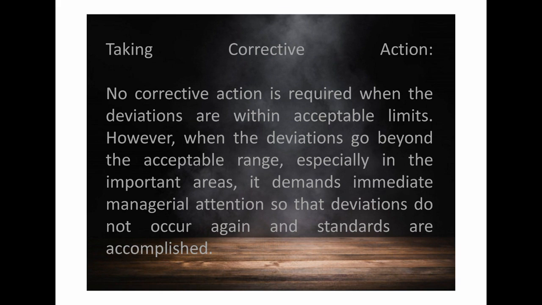So the deviations in the organization should not be repetitive in nature, so they should not occur again. Only when they do not occur again can the organization work efficiently. If it keeps occurring again and again, then it becomes a problem. If it is non-repetitive in nature, then it becomes easy. So what you do is check for deviation, and if it is beyond the limit, then you take necessary actions for it.